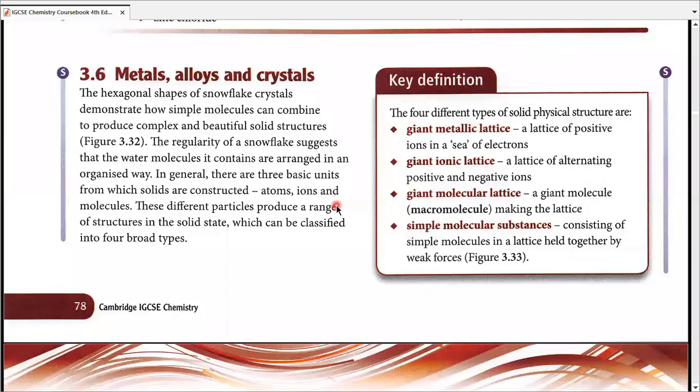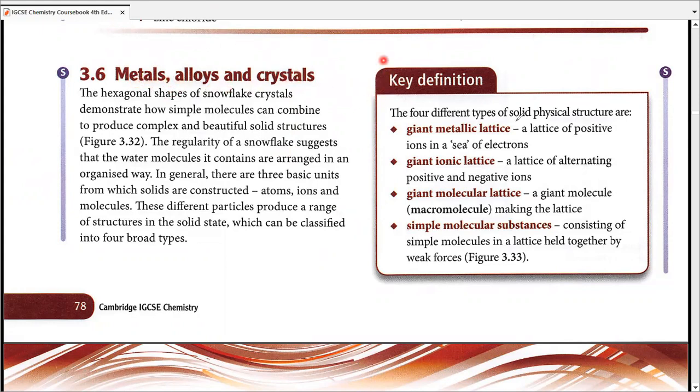All right, metal alloys and crystals. The point they're trying to make is that they are going to go with lattices and substances that are not present in the molecular form, that are present in bigger structures. They are going to consider those over here. Okay, so that's why the terms metals, alloys, and crystals.